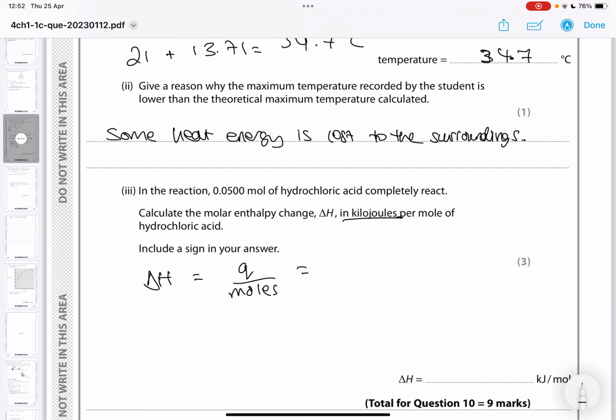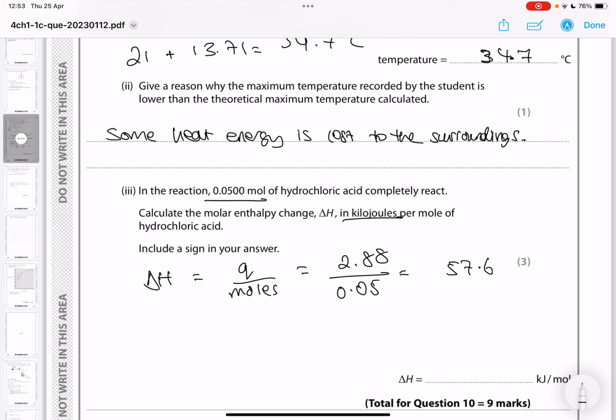But remember, we need to convert it into kilojoules. So we have to divide by 1,000. 2,880 divided by 1,000 will give you an answer of 2.88. Divide by the moles. They've told us that 0.05 moles of hydrochloric acid react. So you divide by 0.05. That gives you an answer of 57.6.